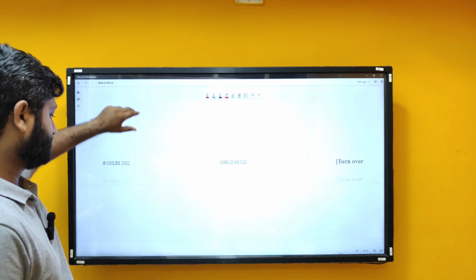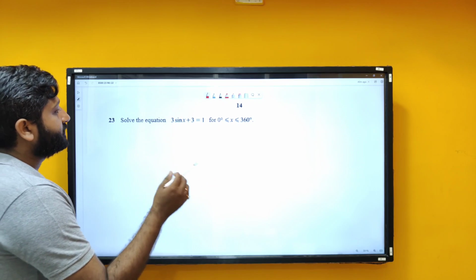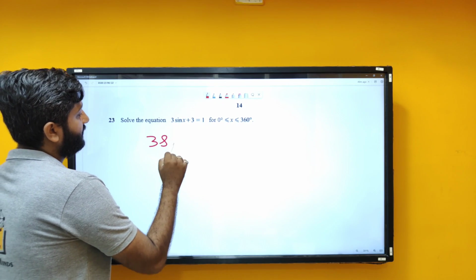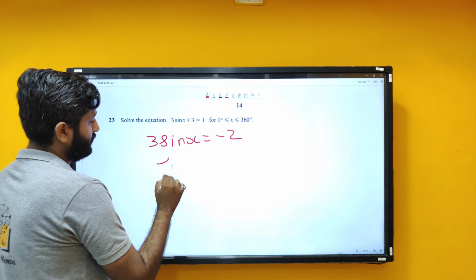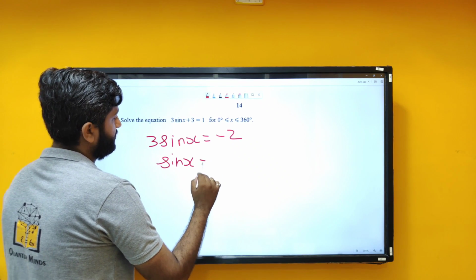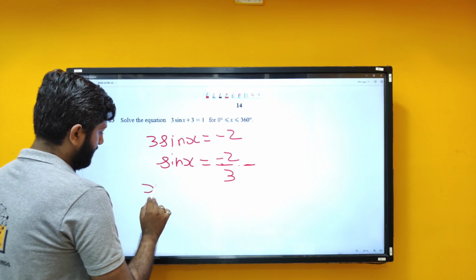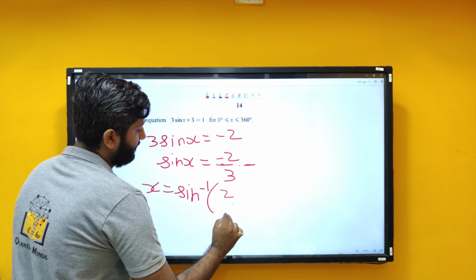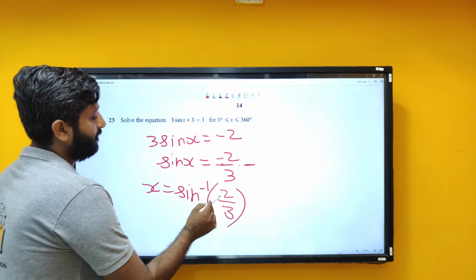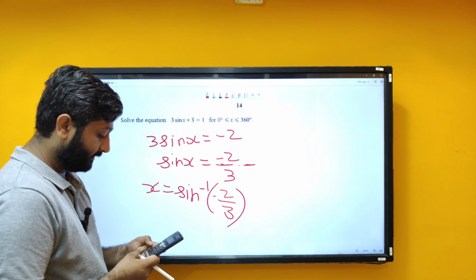Right? Next, solve the equation. Okay, so let us solve. We have 3 sin x is equals to 1 minus 3, which is minus 2. Sin x is equals to minus 2 by 3. x is sine inverse of minus 2 by 3.